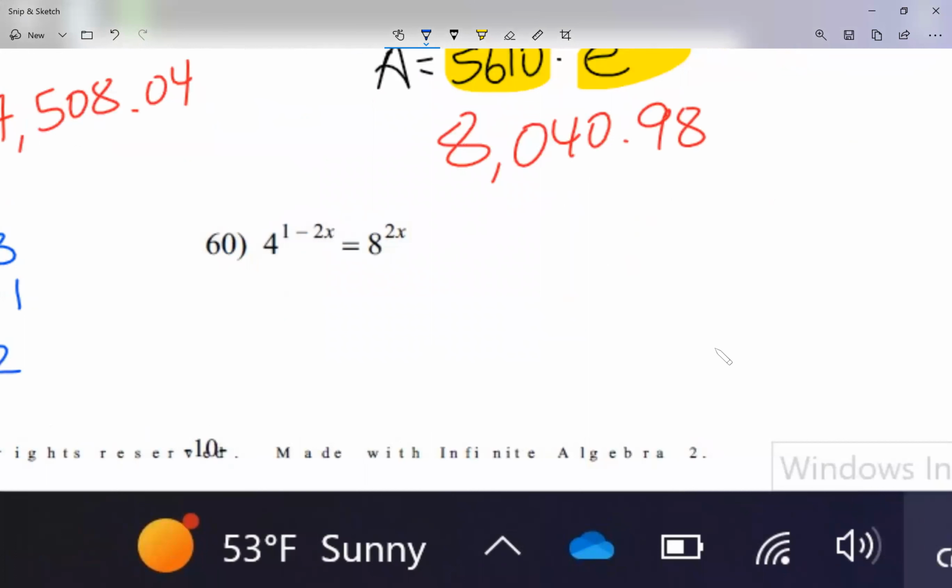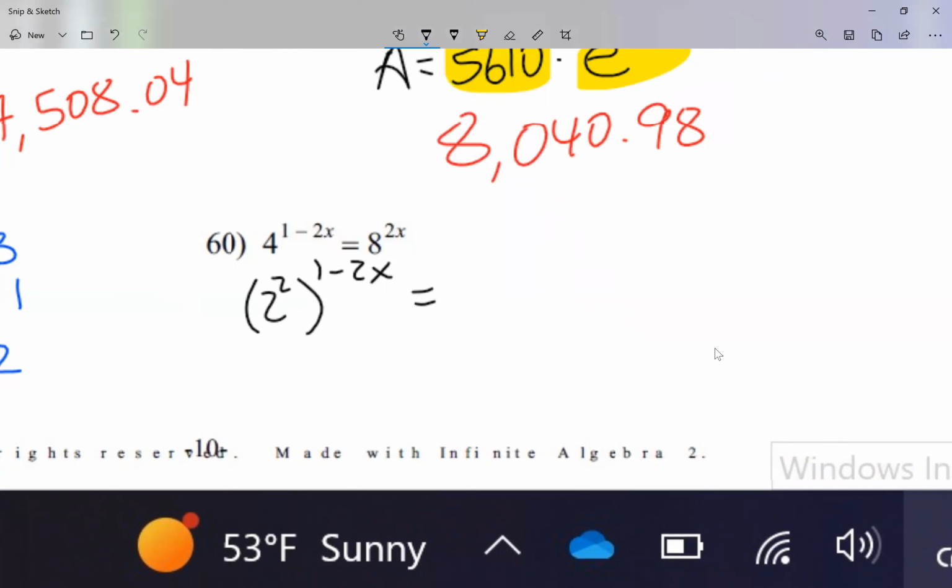Now, question number 60. I wish to begin with that I could write 8 as 4 to the something. Now I cannot. So I'm going to change the bases on both sides. My 4 on the left side, let me write that as 2 to the second. Right, 2 to the second is 4. Now, outside of my parentheses as an exponent, I have 1 minus 2x equals. Now, on the right side, 8, let me write that as 2 to the third. Outside of my parentheses, I'm going to have 2x as an exponent.